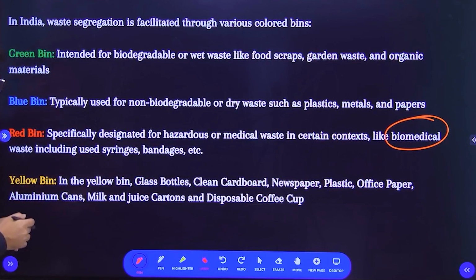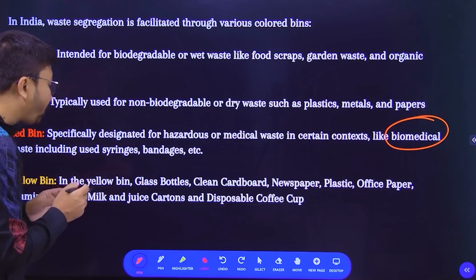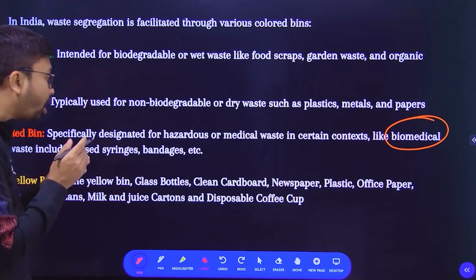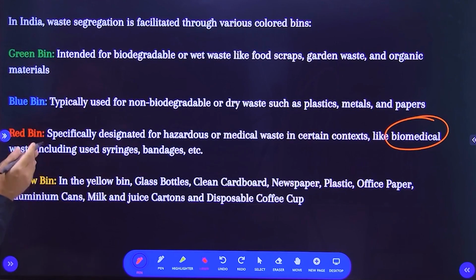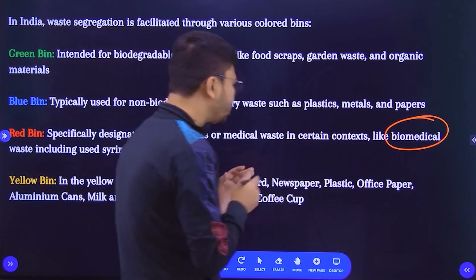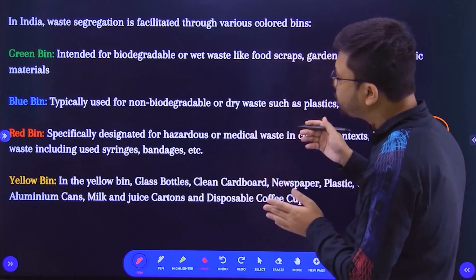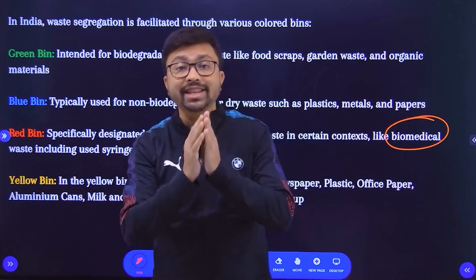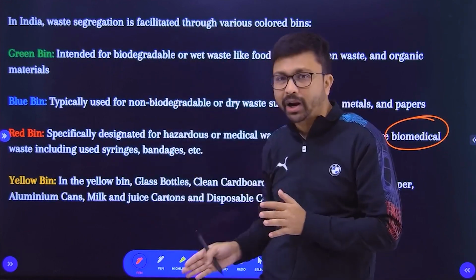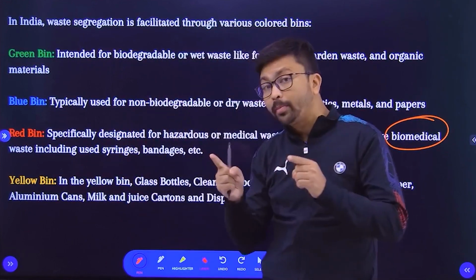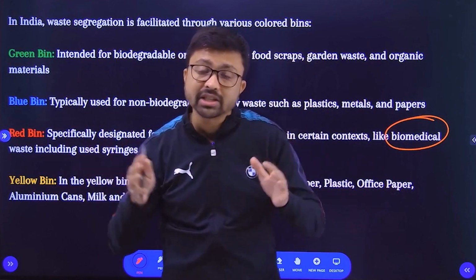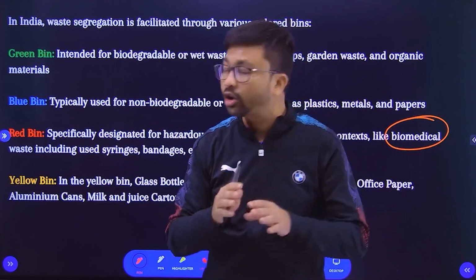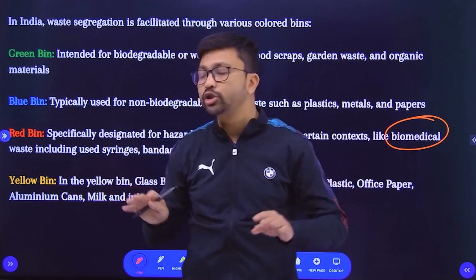Next, yellow bins. Yellow bins are used for collecting glass bottles, clean cardboard, newspaper, plastic or office paper. All such things we can collect in the yellow bin, right? If we segregate the waste materials in different bins, fine. Now see, the problem arises more when you mix all the waste materials together. Then it will not be useful at all.